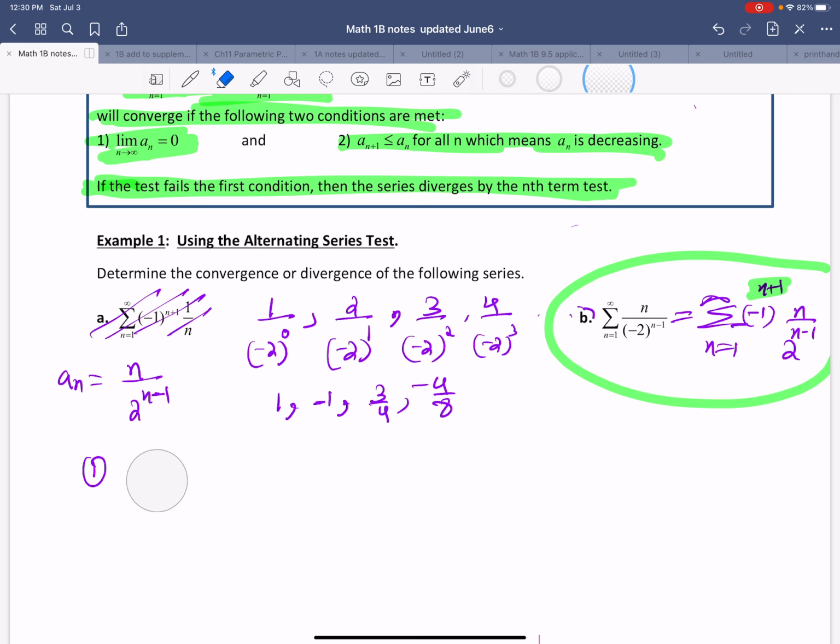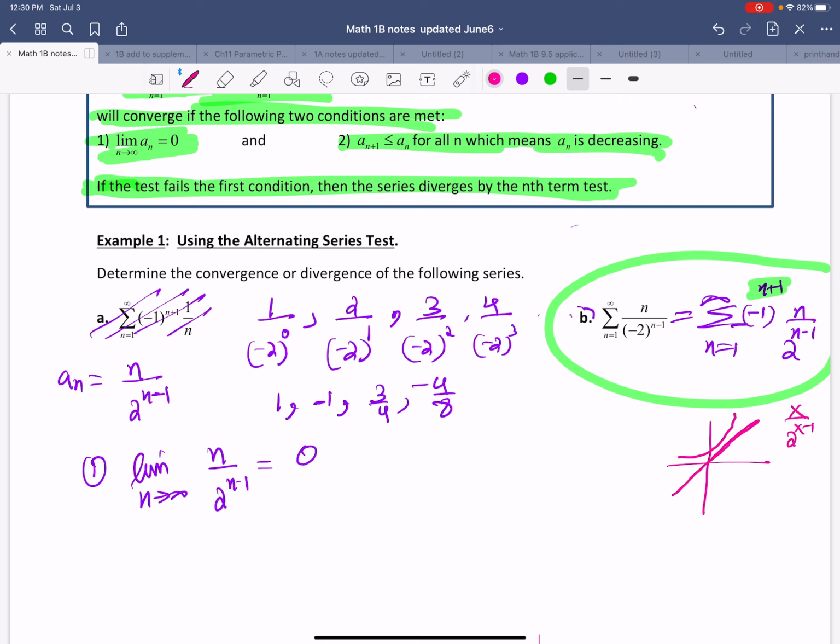So the first condition was: the limit as n goes to infinity of n over 2 to the power n minus 1 is equal to... this limit is going to go to 0. Because in the denominator we have an exponential function, and in the numerator we have something like y equals x. So think about it: you have y equals x in the numerator, and 2 to the power x minus 1 in the denominator. An exponential function in the denominator and a linear function in the numerator. A linear function does not grow as fast as an exponential function, so the denominator is growing much faster. This limit is going to go to 0.